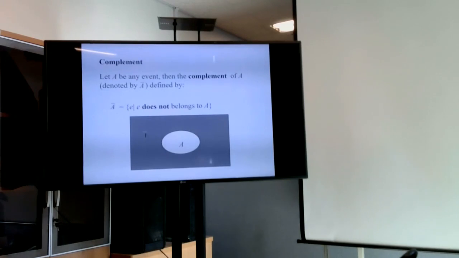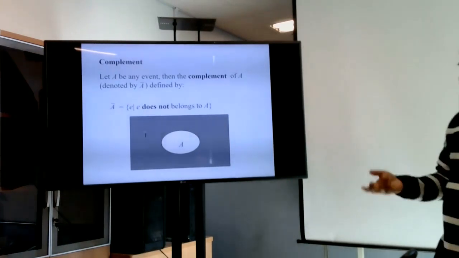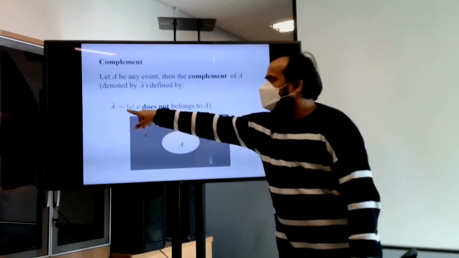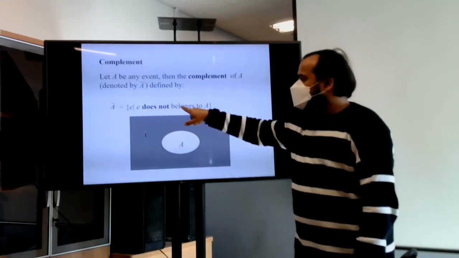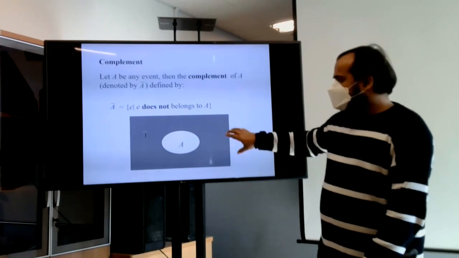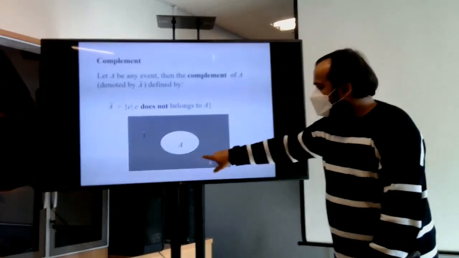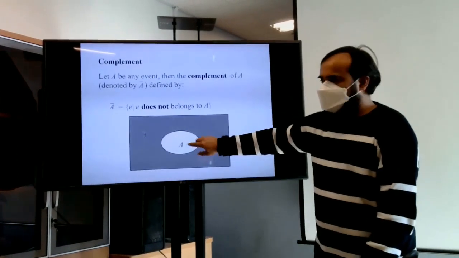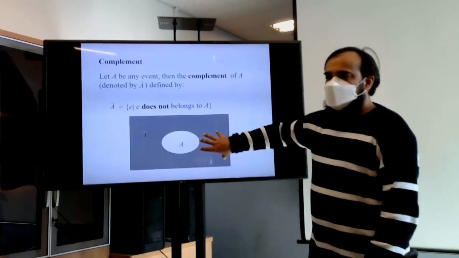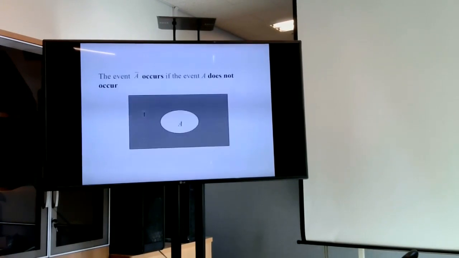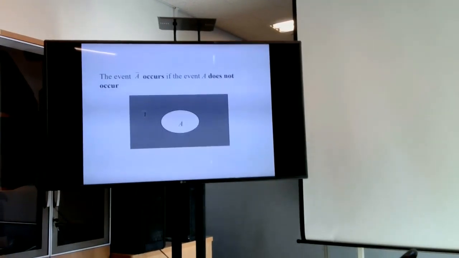And the complement is the opposite: putting the complement over A means E does not belong to A. Suppose in this sample space this other part does not belong to A; this part and the whole part are separate, and they do not belong to each other. So the event A bar occurs if the event A does not occur.